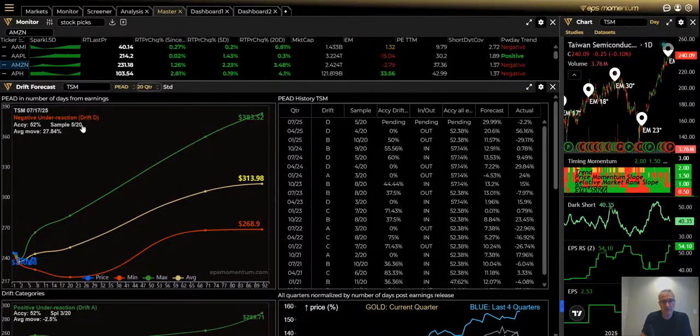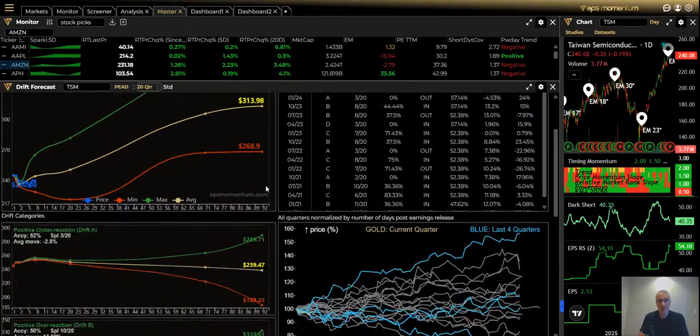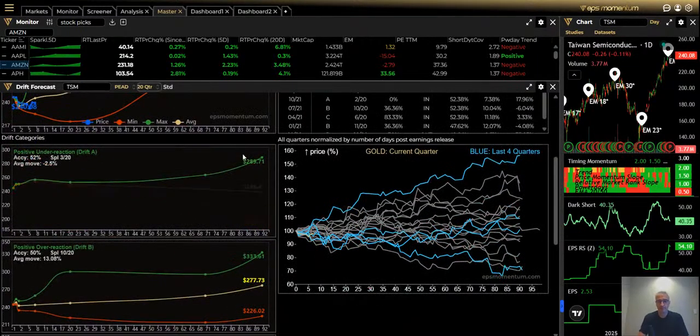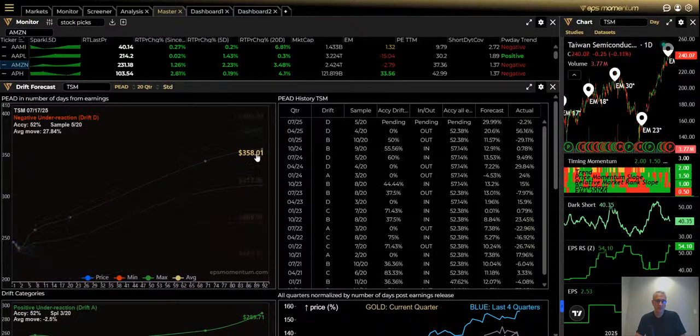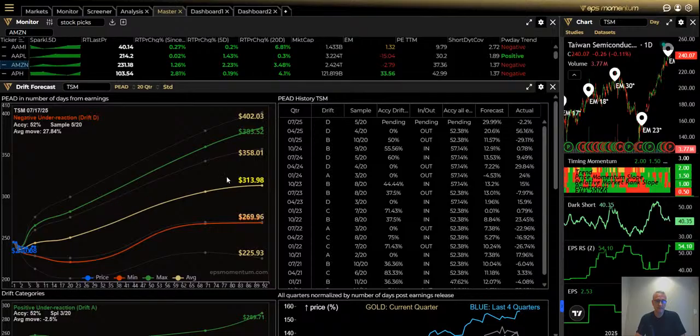That's 5 samples out of 20, which is not a lot. Accuracy is 52%, and the average move is 27%. So usually during that quarter, it goes up 27%, which is interesting. Then what can we do? We can look at the standard deviation. So this is the standard deviation of the entire data set.